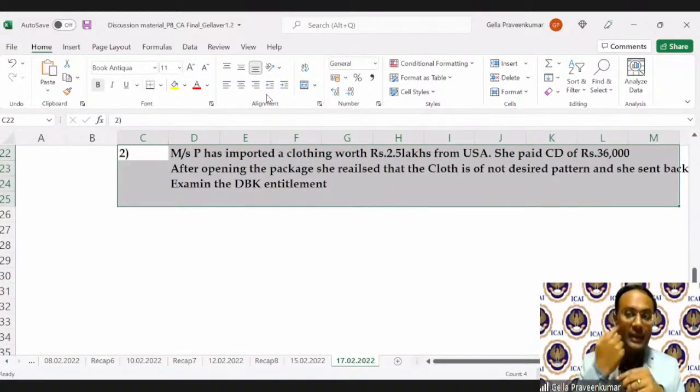Good. I could see a couple of answers. Priya says, it's a nil drawback for clothing because it is not in the condition as imported, hence considered as used goods. Namita says, sir, if some goods are manufactured in India by imported raw material, then if test run is done on finished goods, then always the manufacturer will get less than 98% as duty drawback.